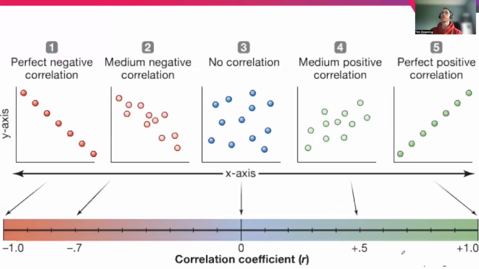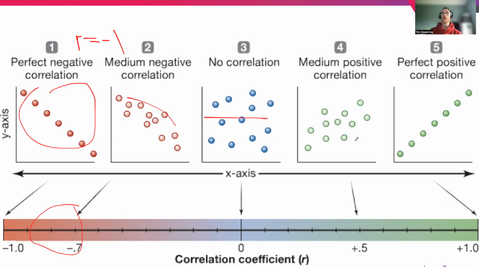And when we put this into plots like this, we can see that we can have perfect negative correlations where, again, r is going to be at -1, which is given by this axis down here. We can have mild negative correlations, no correlation, a medium positive correlation, and a very strong perfect correlation as well.